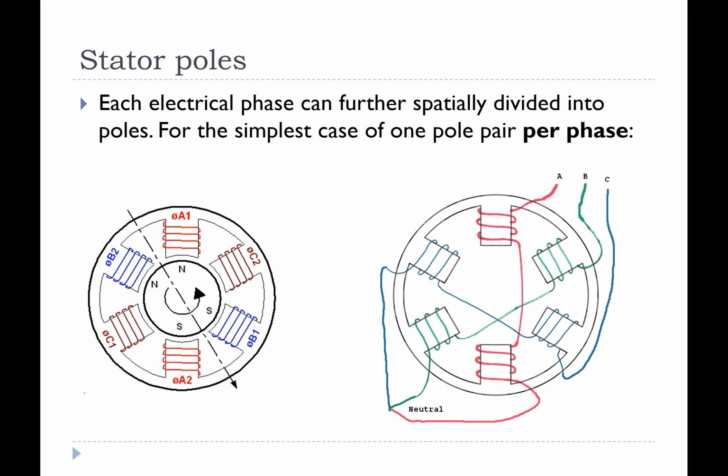So that is talking about the magnetic flux distribution, and we said that these are due to the winding configuration. So let's look at how these are wound particularly. So we have each phase is spatially divided into poles. Just like we had in our DC motor poles, we also have poles in the induction motor. And below in these diagrams, I'm showing you the simplest case, which is one pole pair per phase. So phase A, phase B, phase C. One pole pair per phase.